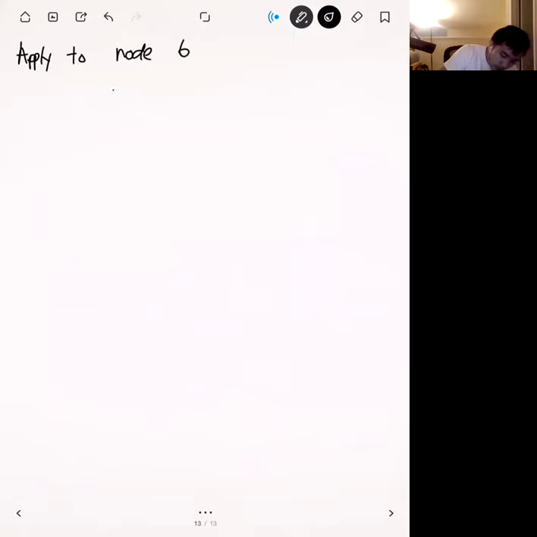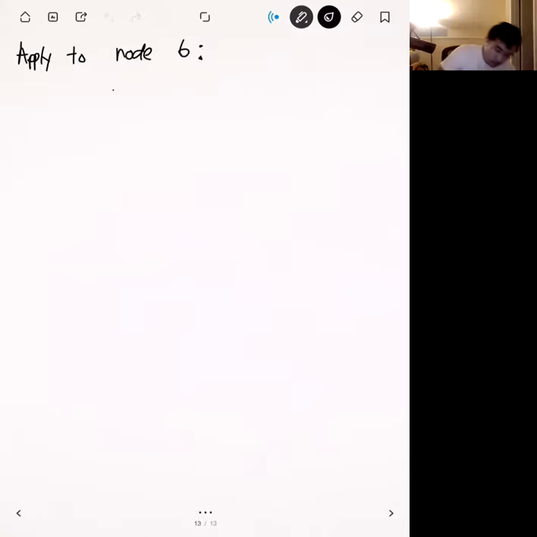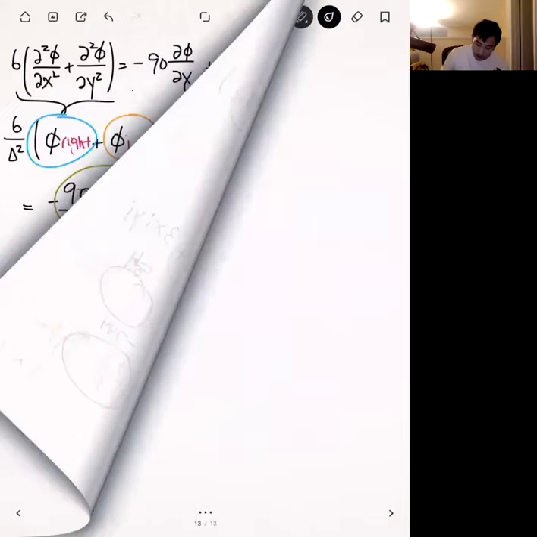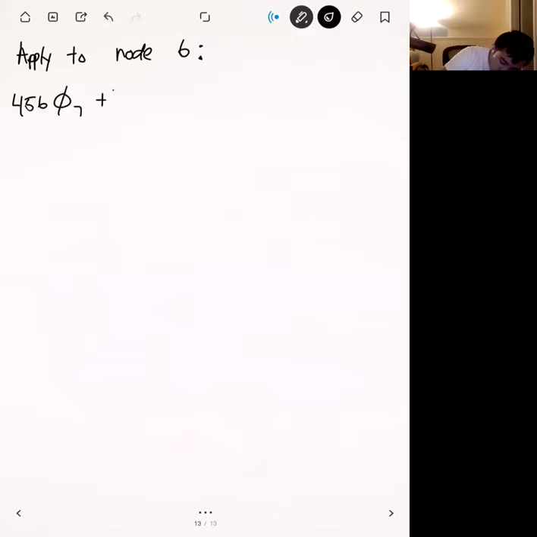Okay. And so let's apply to the interior node number 6. Okay. And so first we're going to have 456 times the right neighbor. So 456 times phi right. And so the right neighbor for node number 6 is going to be phi 7. Okay. Then what do we have? We have 96 times the left neighbor. Okay. And so we have 96 times phi 5, which is the left neighbor.